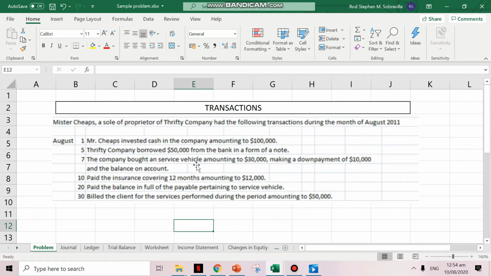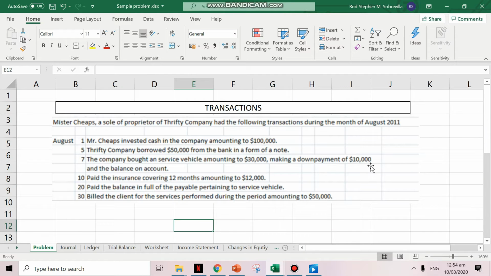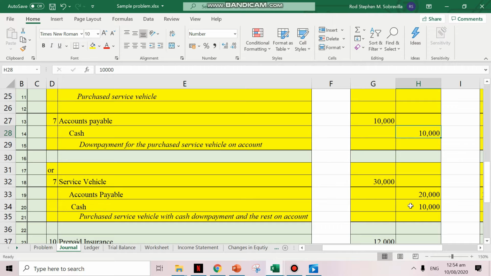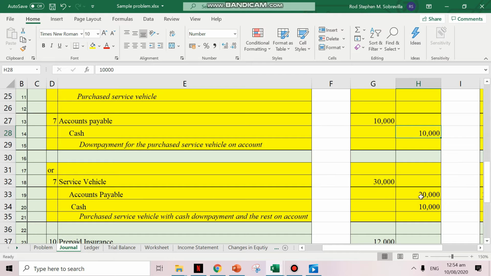Ibig sabihin, nagkaroon tayo ng increase service vehicle. It is an asset under DEA, so debit 30,000. And then, down payment, nabawasan ng ating cash ng 10,000. So, credit cash 10,000. And then, the balance on account. So, accounts payable is natitirang 20,000.